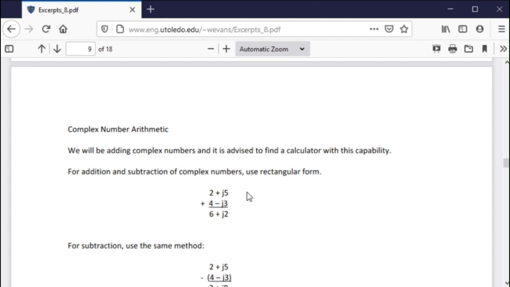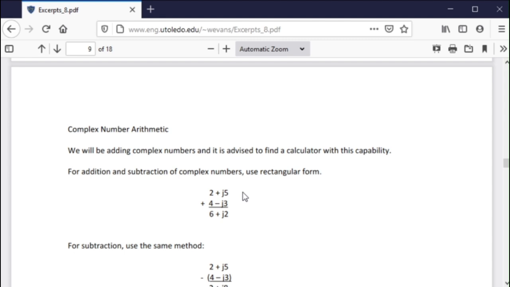Now, we can add complex numbers, we can subtract complex numbers, we can multiply complex numbers, and we can divide complex numbers. Addition and subtraction is done best using rectangular format. So if I add two numbers, it's best to add them in rectangular format. So I have 2 plus J5 plus 4 minus J3 is 6. You add the reals, and then you add the imaginaries.